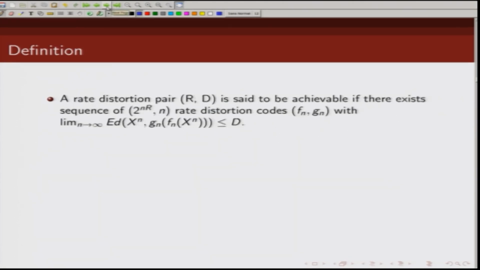We say a rate distortion pair, denoted by this rate R and this distortion D, is said to be achievable if there exists a 2 raised to power nR, n rate distortion code with the following encoding and decoding functions, such that as n tends to infinity, the expected distortion is less than or equal to the given distortion D.